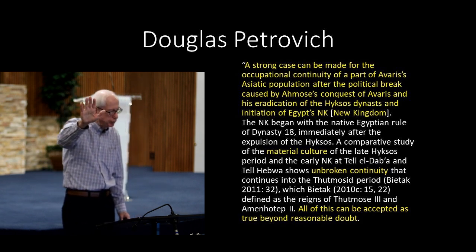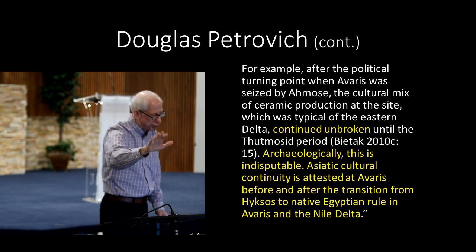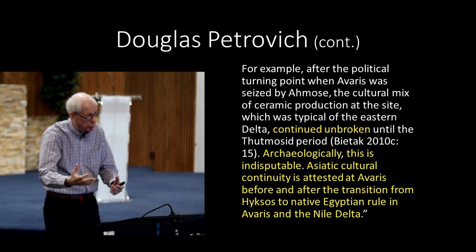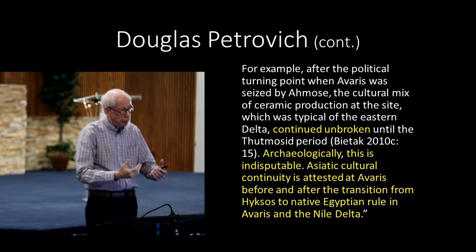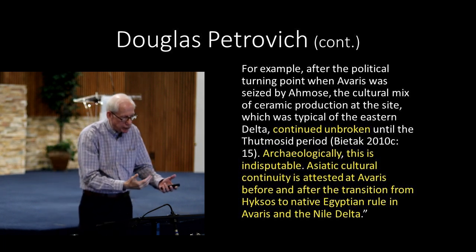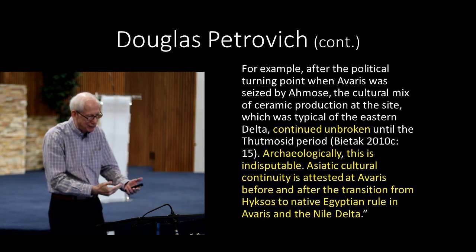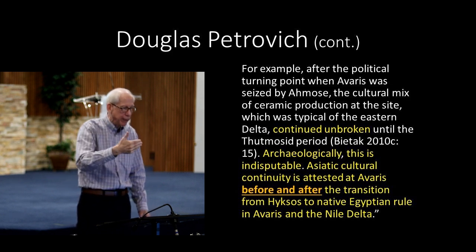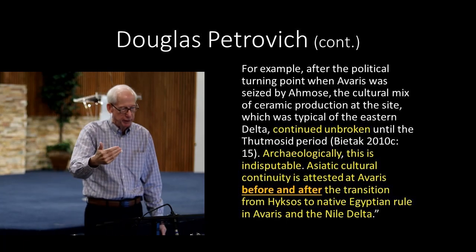All of this can be accepted as true beyond reasonable doubt. For example, after the political turning point when Avaris was seized by Amos, the cultural mix of ceramic production at the site, which was typical of the Eastern Delta, continued unbroken until the Thutmose period. Archaeologically, this is indisputable. Asiatic cultural continuity is attested at Avaris before and after the transition from Hyksos to native Egyptian rule in Avaris and the Nile Delta.